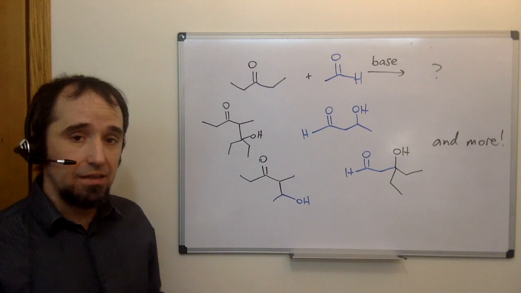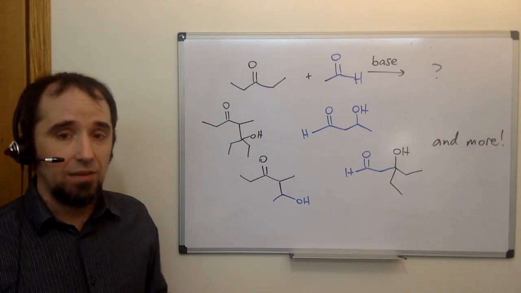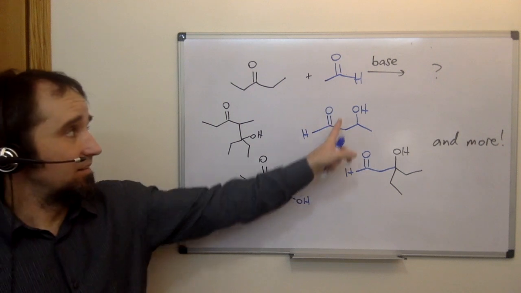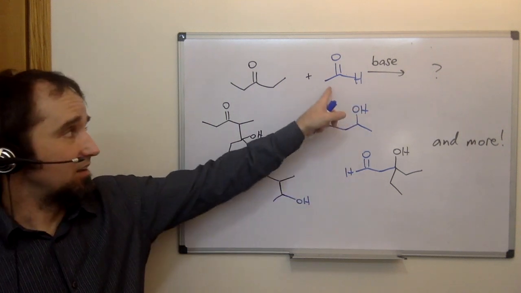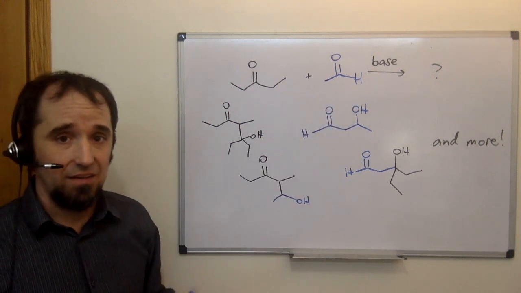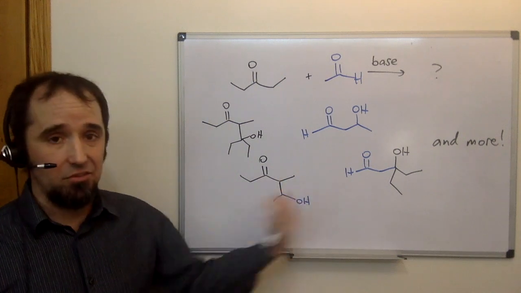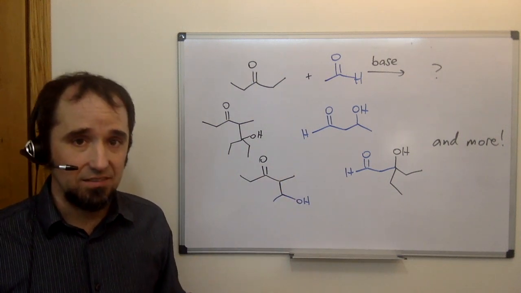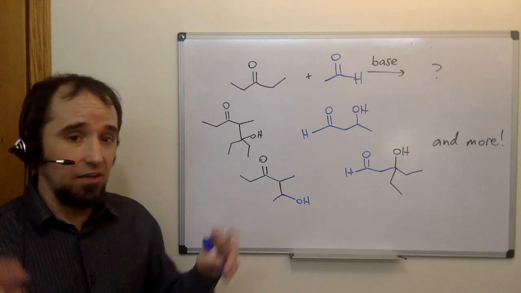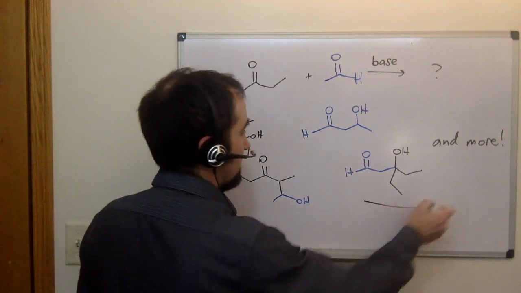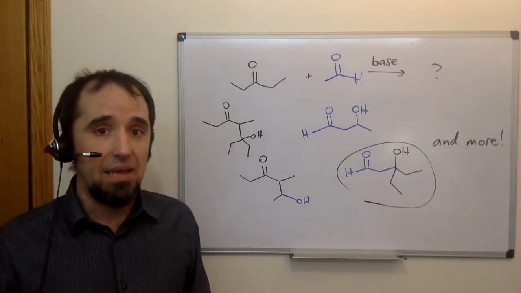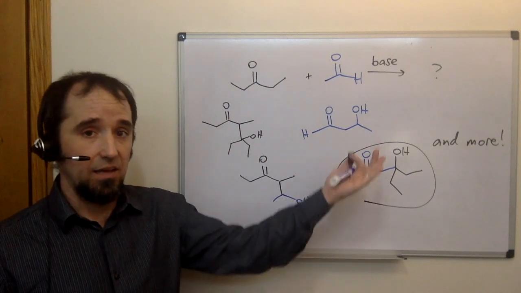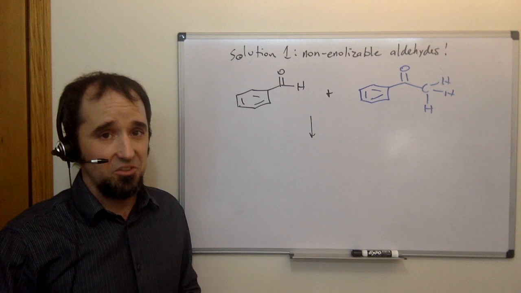But I've got very little control, and probably the major product is going to be this one because the aldehyde is easier to attack and is probably also easier to deprotonate. So I'm really not going to have the control I want over this. So I have to go back to basics. How can I get a crossed aldol? Let's say I wanted this product. How could I make it so that I can select which of these carbonyls is the nucleophile and which is the electrophile?